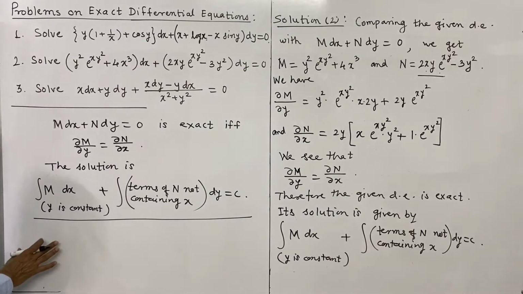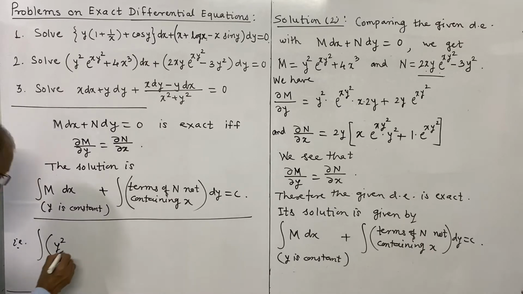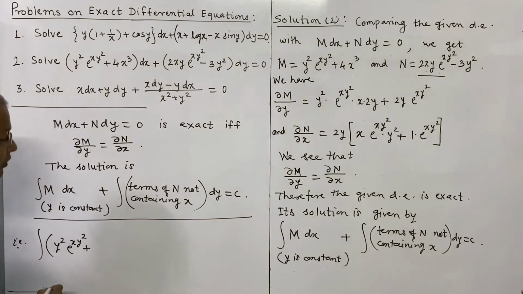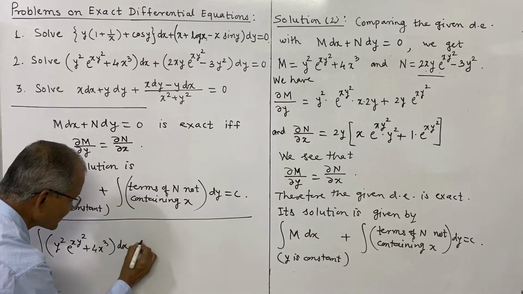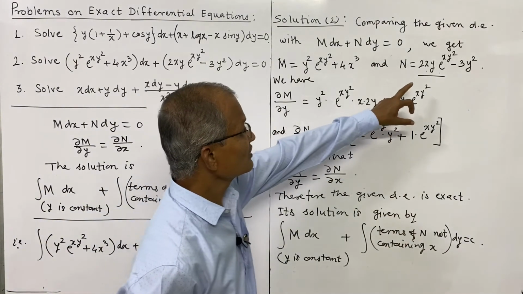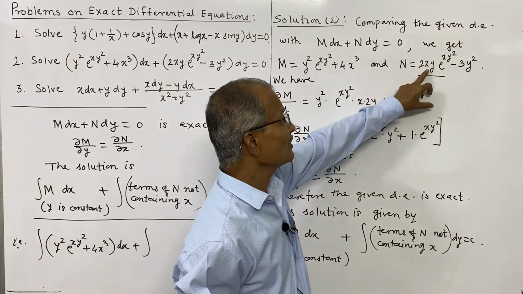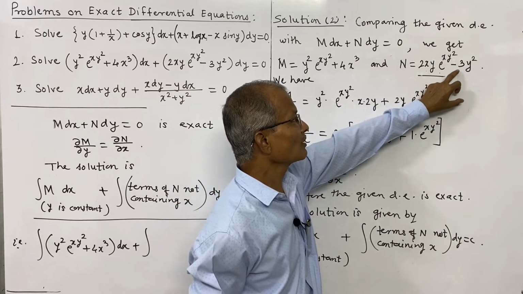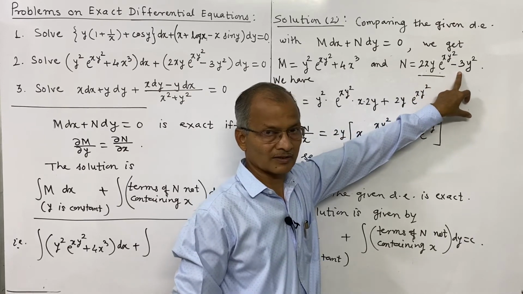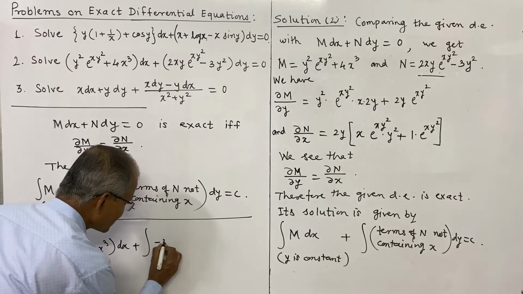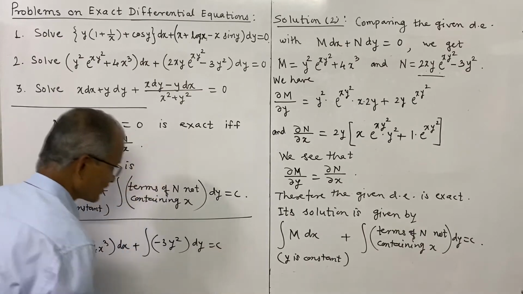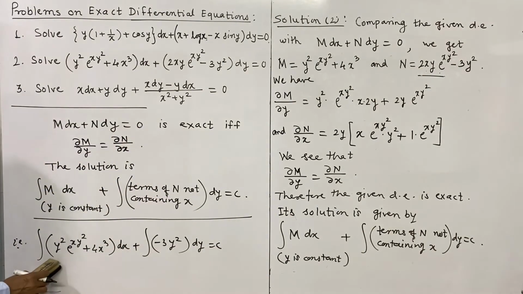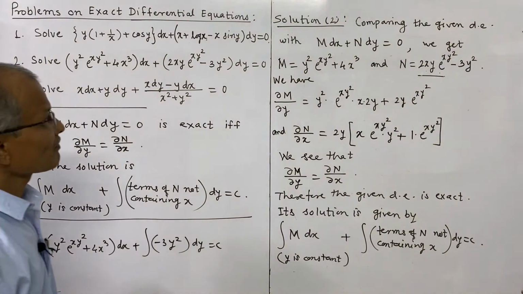What is m? I shall write one step here, that is integral m. M is having this expression y square into e to the power xy square plus 4x cube into dx plus integral terms of n not containing x. You see, this term contains x. One term is, here it is x, and that means the entire expression, the first term contains x, and therefore we have to delete it. And what about this term? This term does not contain x, and that is minus 3y square only. That is minus 3y square into dy is equal to constant. And here we have to remember y is to be treated as constant while we integrate with respect to x, and that gives.